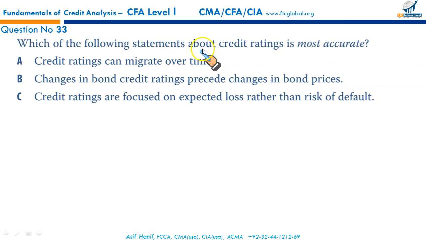Next, which of the following statement about credit ratings is most accurate? Credit ratings can migrate over time. That is absolutely true. Changes in bond credit ratings precede changes in bond prices. This is totally in opposite order. It should be bond prices change precede the changes in the ratings. First the prices of the bond change, then the rating is revised, not the other way around. This is wrong. Credit ratings are focused on expected loss rather than the risk of default. That's wrong again. They are focused on risk of default.